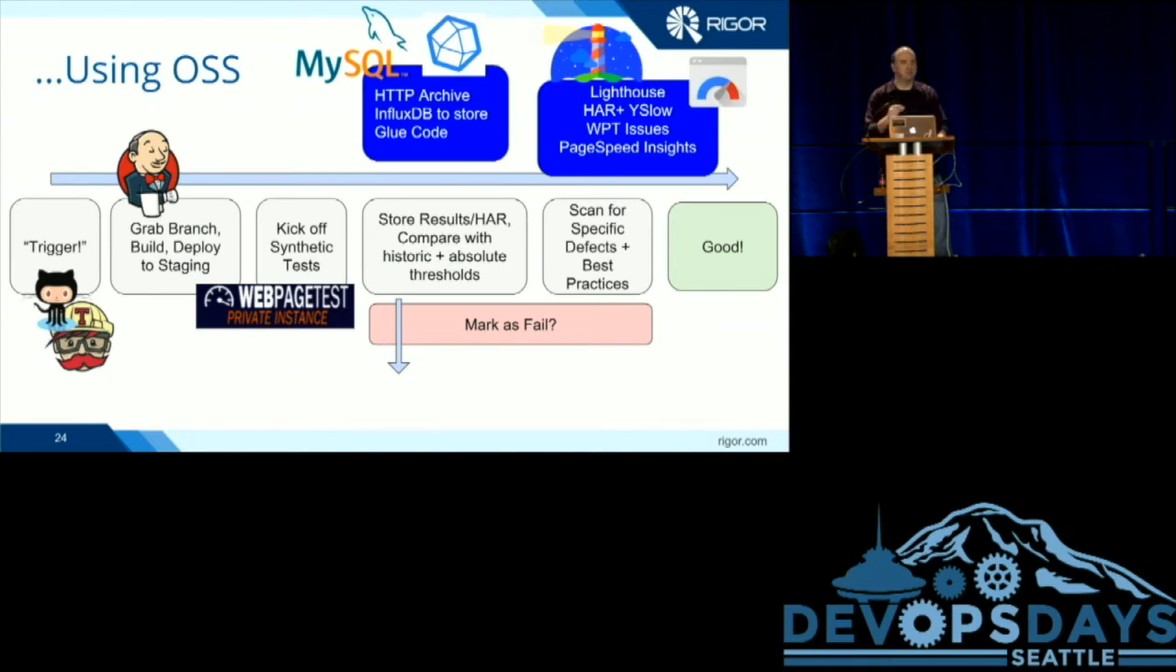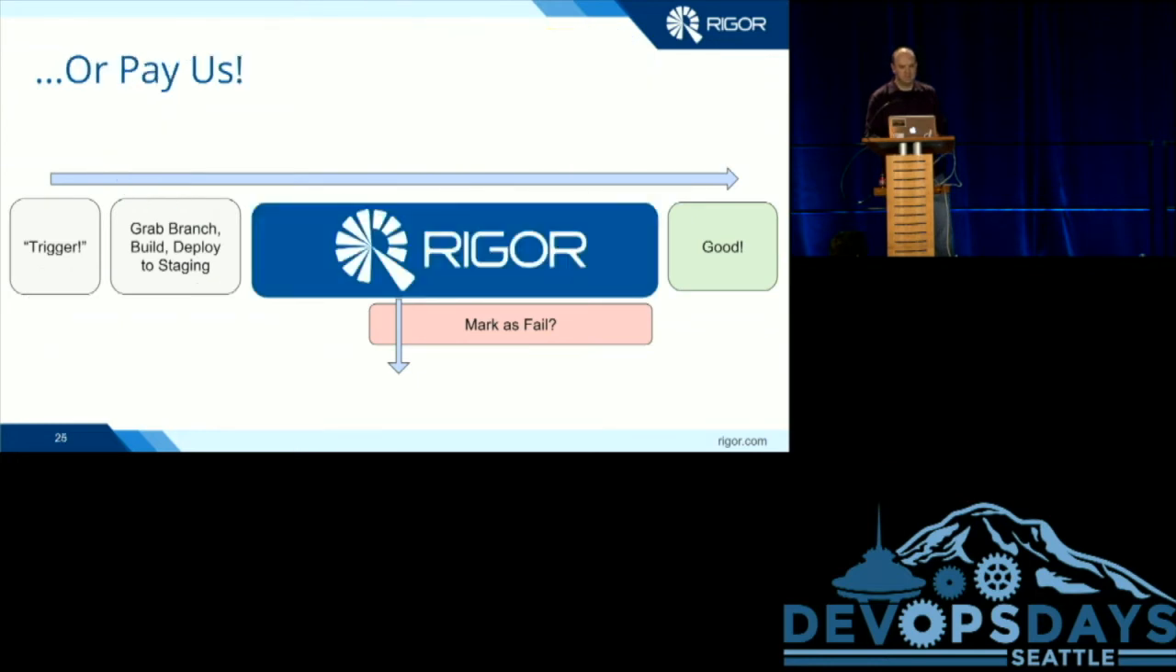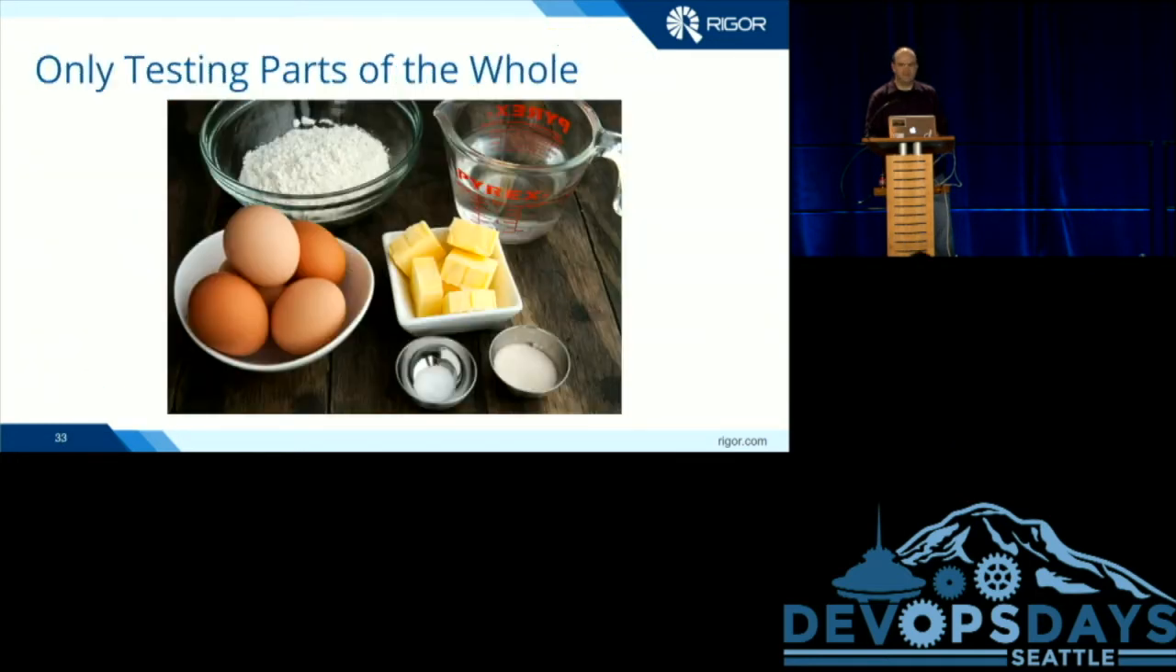And then you should not only look at metrics, but you should use things like PageSpeed Insights, YSlow, or even Google Lighthouse to detect specific violations of best practices, and use those to determine whether something is going to be a good experience before you release. And that's the end of that.